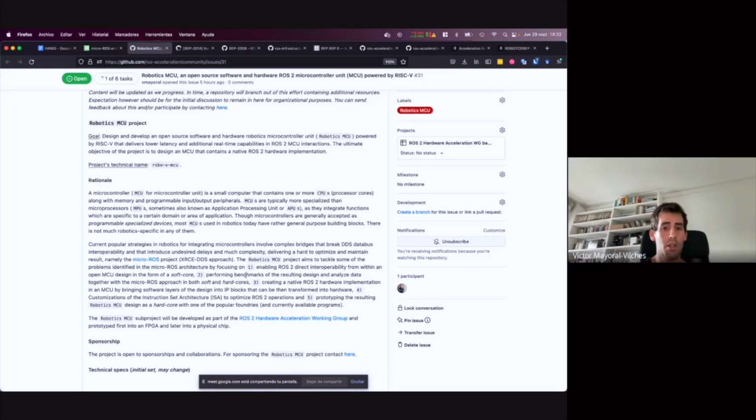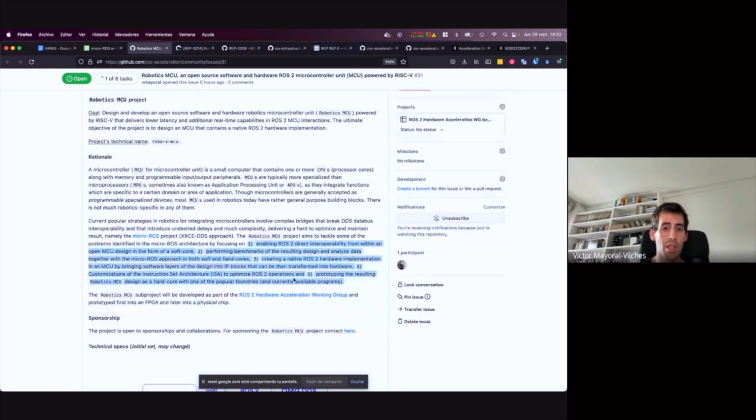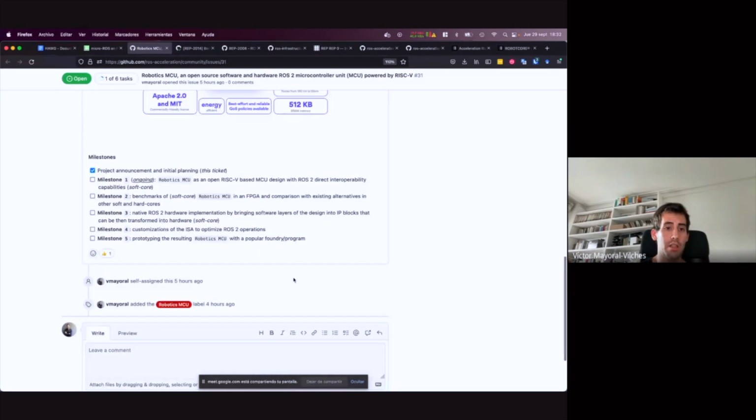There are 4 milestones we have drafted together with Max and his team. In a nutshell, we will first try to start by leveraging an open source and hardware RISC-V based MCU design and build on top of it to achieve ROS2 direct interoperability.